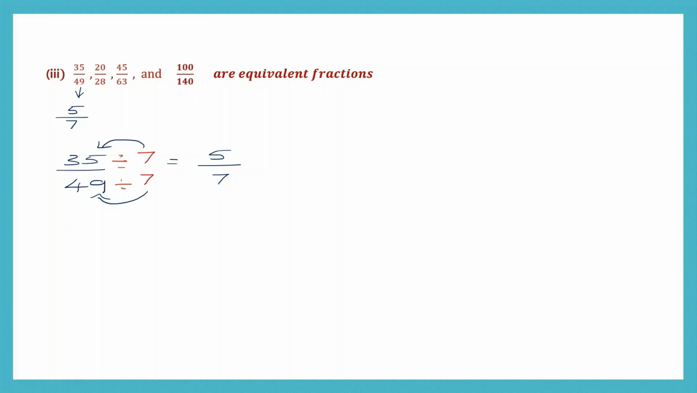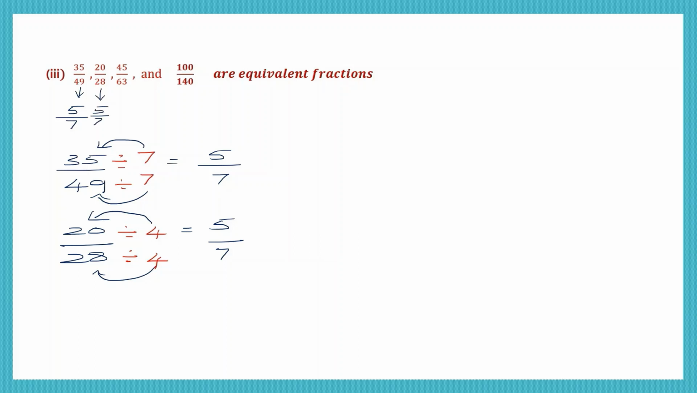Let's take the next one. 20 by 28. 20 by 28 are both divisible by 2 and they're also divisible by 4. Let's take 4 because that is the highest common factor. So let's divide 4 into what is 20. 4 5s are 20 and 4 7s are 28. So here also we got 5 by 7. Second one is 5 by 7.